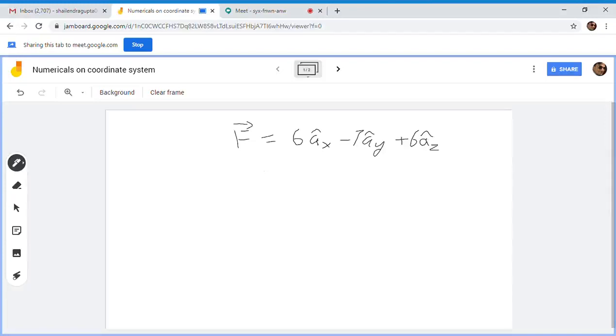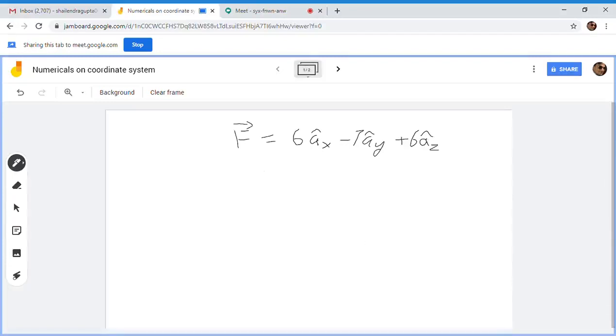So this is a problem which we need to solve. This is a field vector, and given in a rectangular coordinate system, we need to convert this into a cylindrical coordinate system. So as we know, in a cylindrical coordinate system, we are having three coordinate axes.